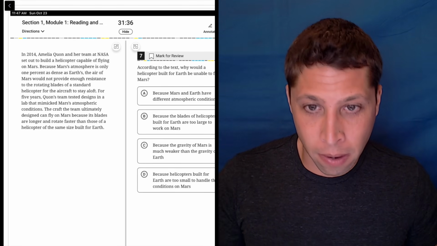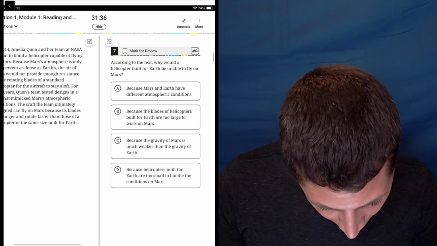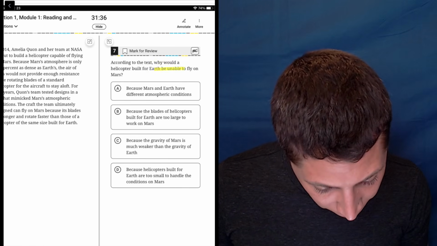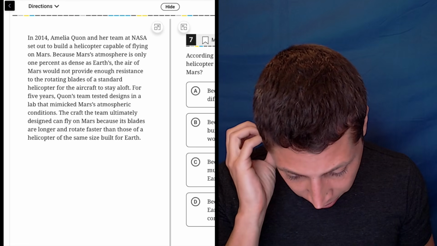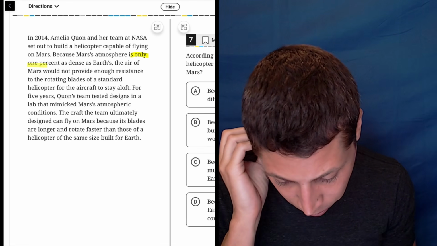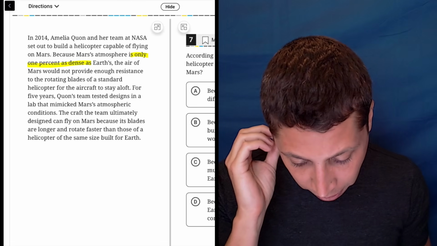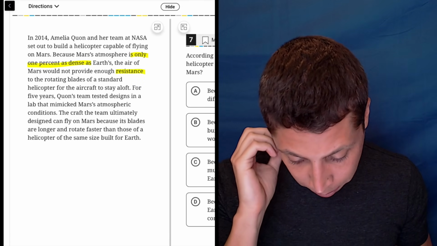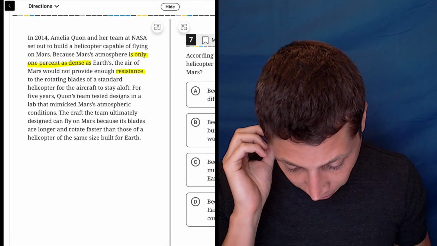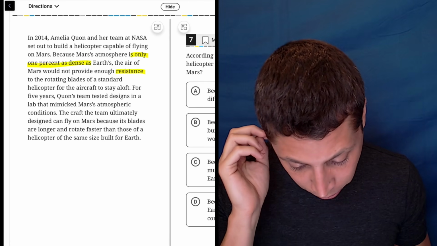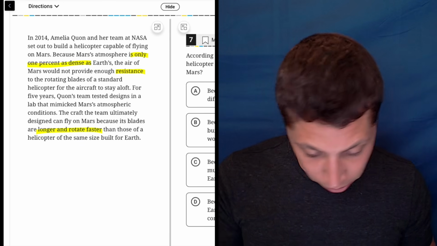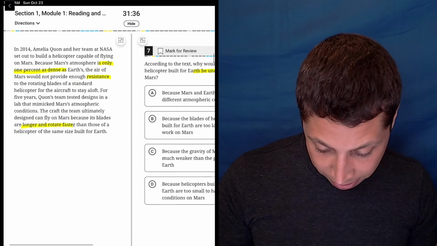Number 7. All right. According to the text, why would a helicopter built for Earth be unable to fly on Mars? Okay, so set out to build a helicopter because there's only 1% is dense. Okay, only 1% is dense. The air of Mars would not provide enough resistance to the rotating blades of a standard helicopter. For 5 years, they tested designs. The craft ultimately designed longer, rotate faster. Okay. So there you go. So it's the resistance and the density.